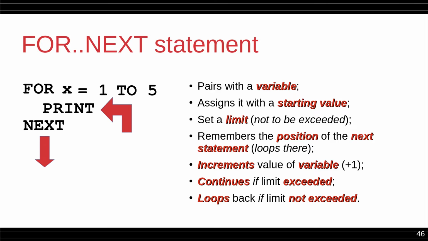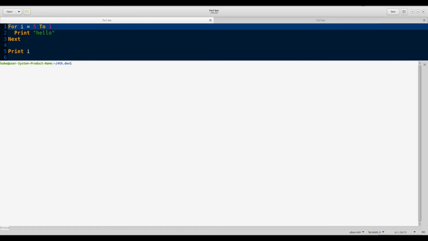Before it starts executing, for does one more remarkable thing. Let's assume we start with an initial 5 and set the limit to 1. For will see that the limit has already been reached and will resume execution after the next statement. Now you say, what does next do with the variable x after the loop has been terminated? As a matter of fact, nothing.